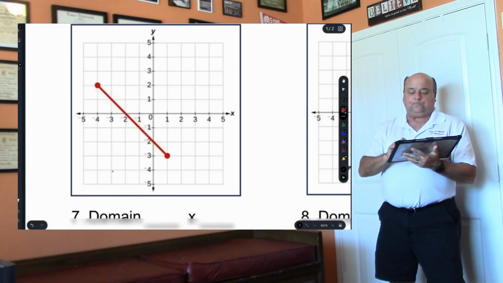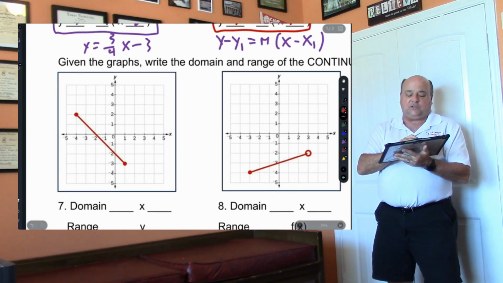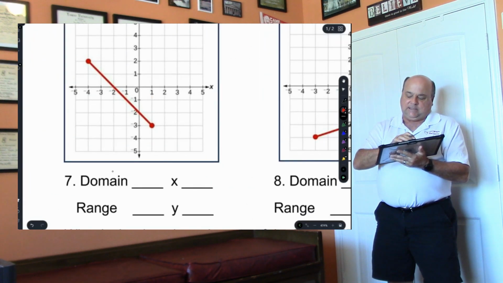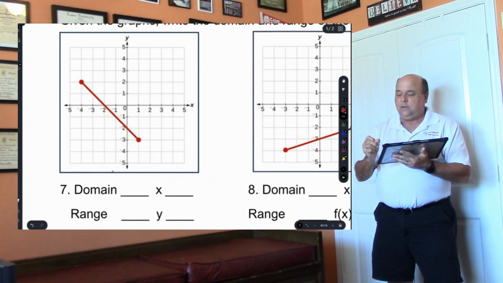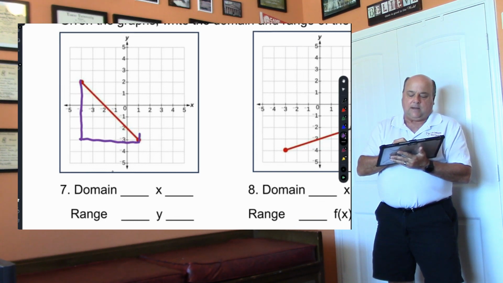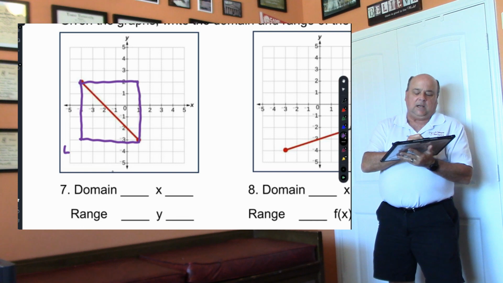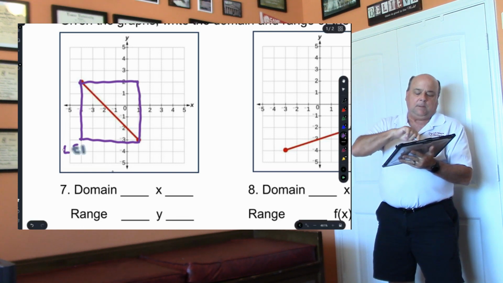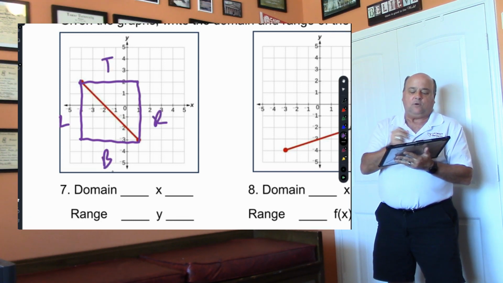Let's go to here. These are continuous functions because they are connected by a straight line. An easy way to do this is to draw a box. Okay, so we're going to draw a box that contains this line. So everyone see the box. This is the left edge of the box. Let's put an L for left, an R for right, a B for bottom, and a T for top.